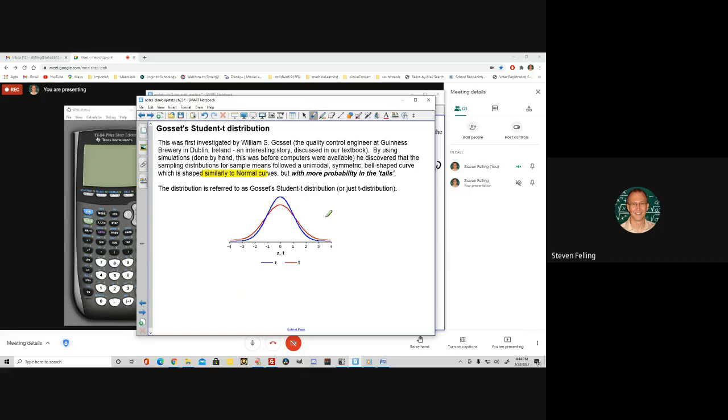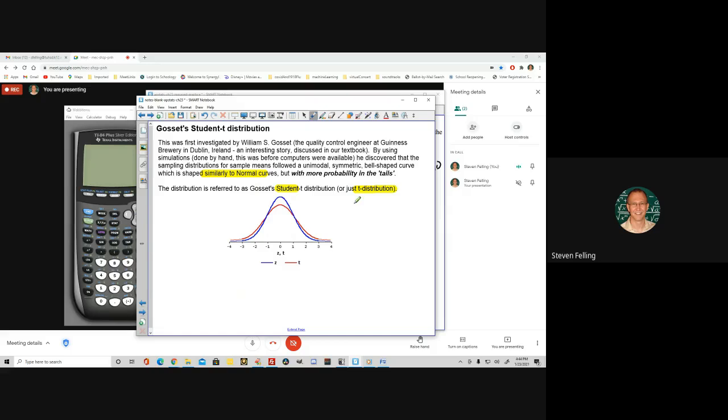So he, not a very imaginative guy, instead of publishing it under his name, just called himself Student, and he published it as if he were a student. So this distribution is called Gossett's Student t distribution, or just the Student t distribution, or now we just call it a t distribution.